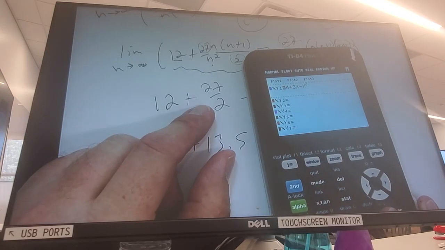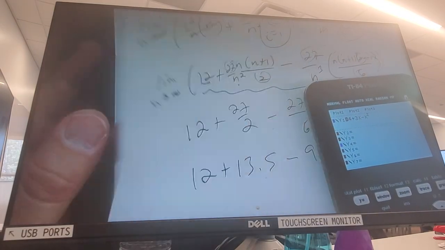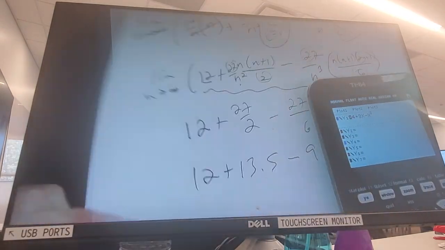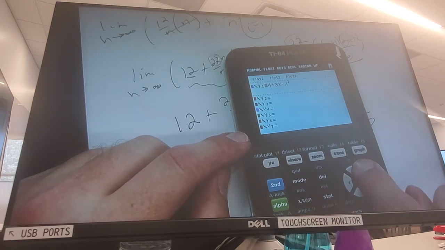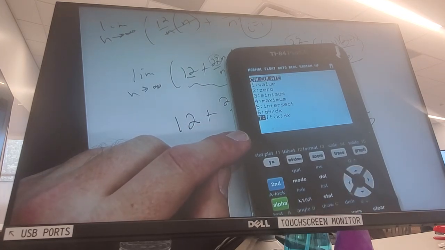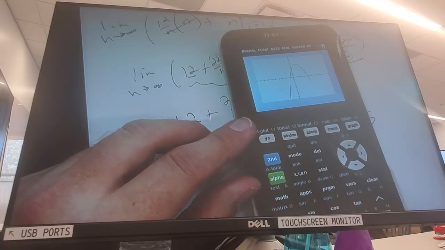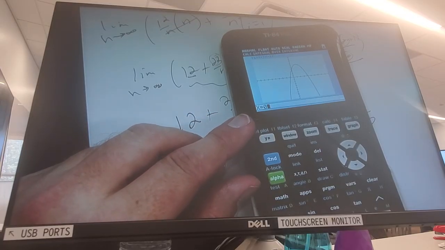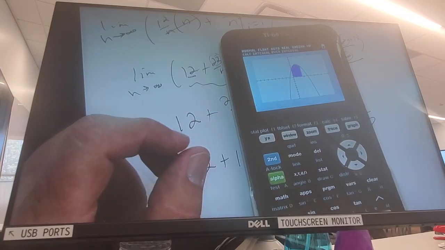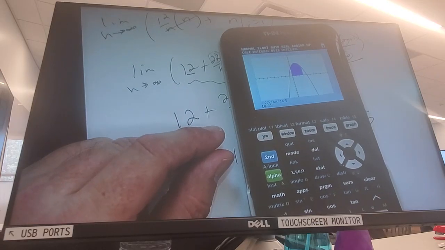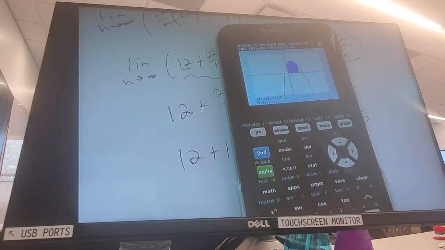Is this the right one? Probably not. Yes, it is. So you integrate from what to what? 0 to 3. 16.5. Right. Go Team Human. That's pretty good.